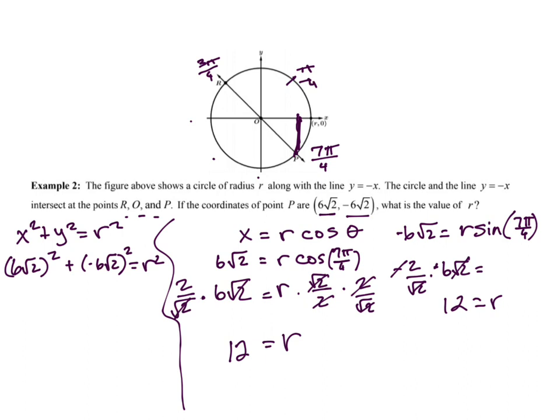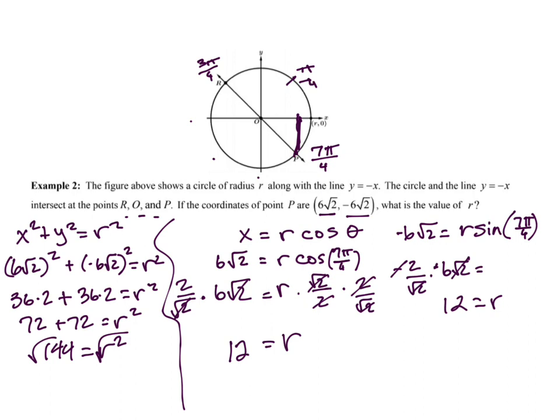So 6 squared is 36. Square root of 2 squared is 2, so 36 times 2 plus 36 times 2, still rocking with r squared. This is a 72 plus a 72. Anybody? 72 and 72? 144. Square root it. 12 is r.